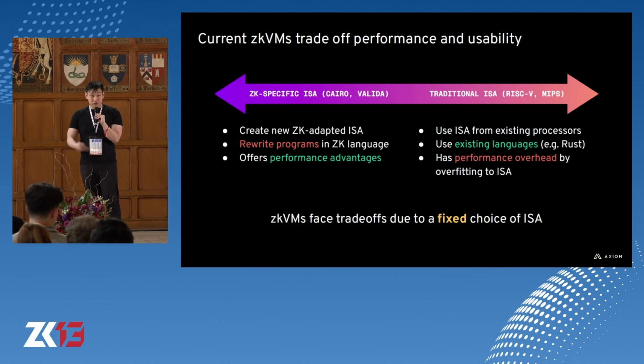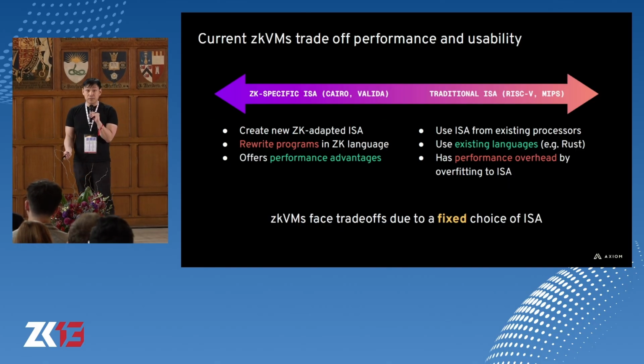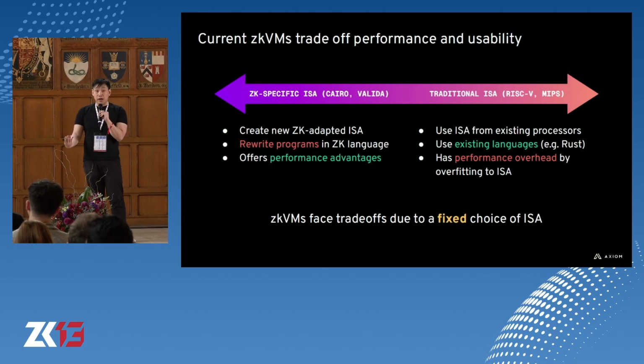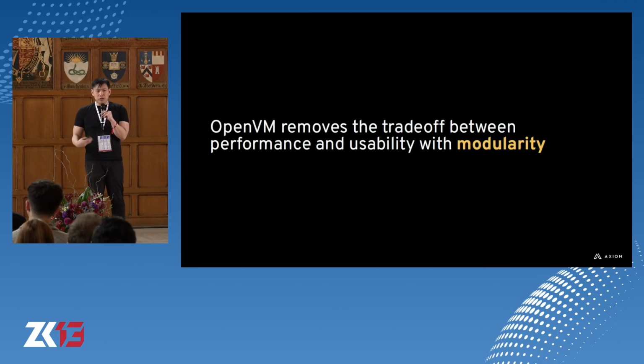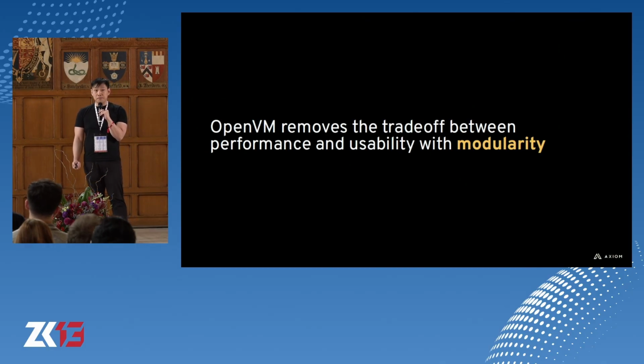Now, the other approach, which Jeremy was speaking about, is to use an ISA which appears in an existing processor. And this has the very big advantage that you can use existing compiler toolchains, but it can impose some performance overhead because RISC-V is not designed to be proven in zk. And what's common between both of these choices is that the VM is committing to a fixed choice of ISA. And so with OpenVM, our design philosophy is to try to remove this trade-off between performance and usability of the VM by introducing a modular approach to putting together a zkVM.